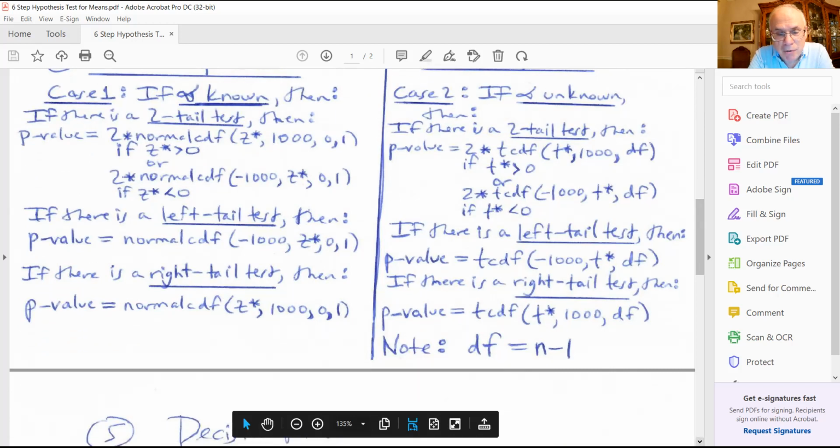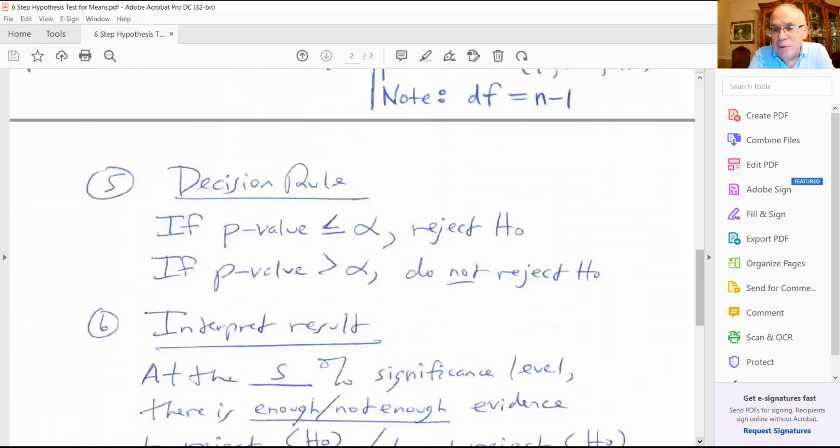Once you've calculated your p-value, this is the normal standard decision rule. If the p-value, and we learned this in chapter 5, I think we learned it in chapter 4 too, right? If the p-value is less than or equal to alpha, the level of significance, we reject the null hypothesis. Now, there are some books that say less than or equal to, some books say less than.